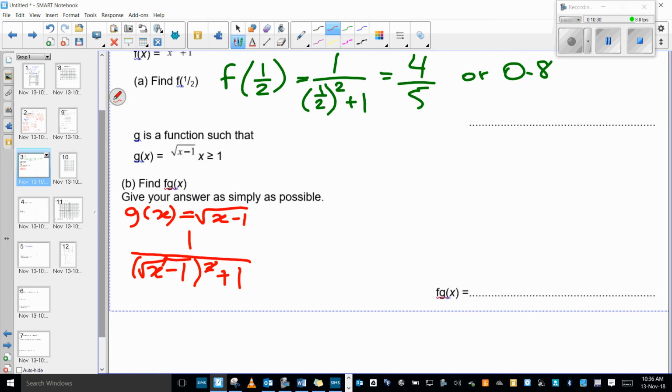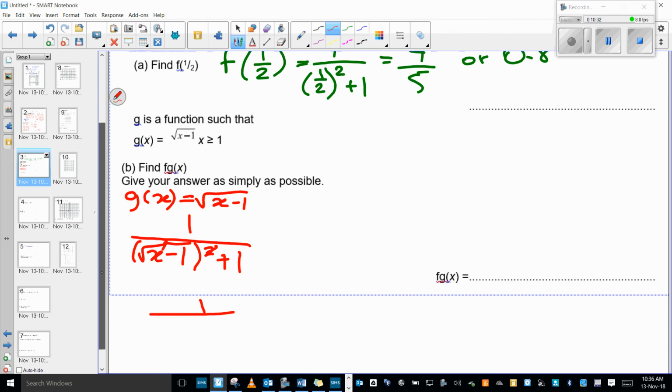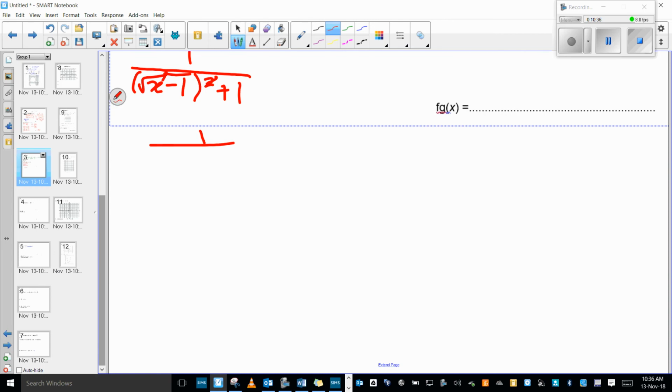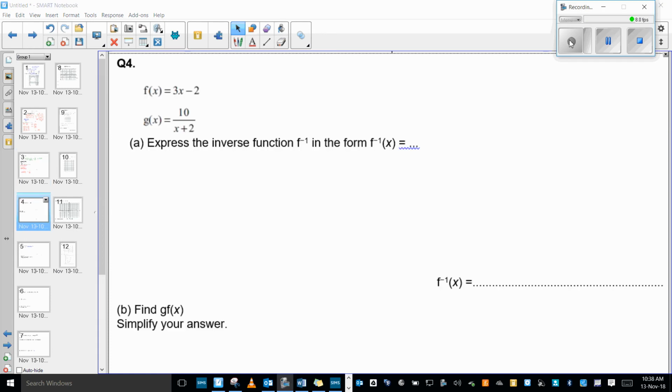So you're left with 1 over x minus 1 plus 1, and then these two cancel out. So you're left with 1 over x. Lovely. Thank you. Okay. Off you go then.